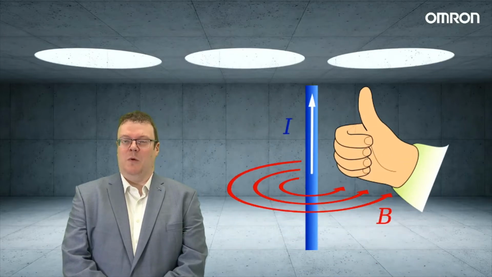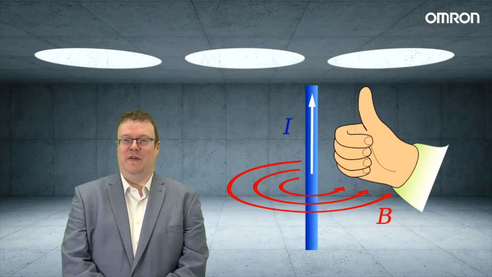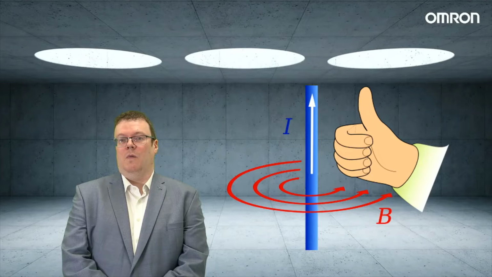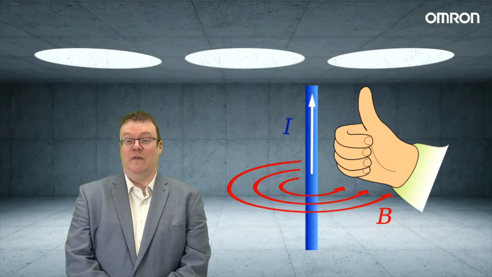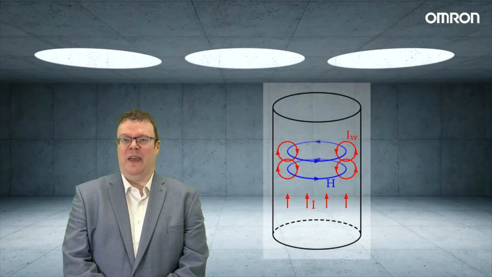Here we have what's called Maxwell's corkscrew rule. If you imagine that your thumb is the conductor and that the current is passing through in the direction of your thumb, it'll generate a magnetic field that you can see around the conductor itself. When we're dealing with high currents or high frequencies, that magnetic field has an effect back on the cable.